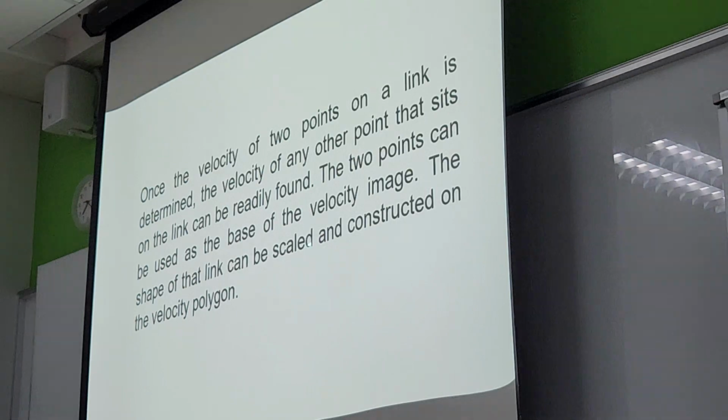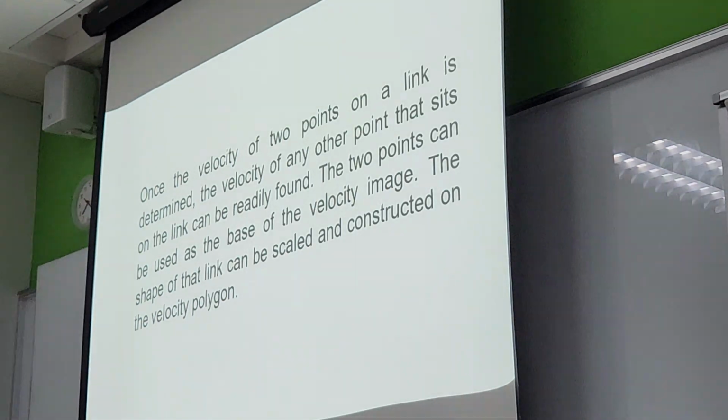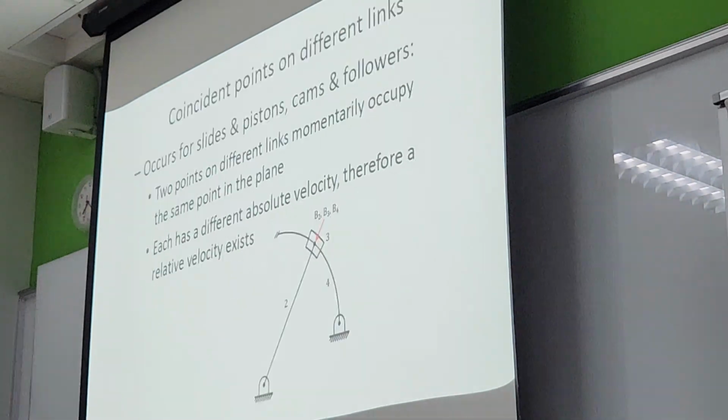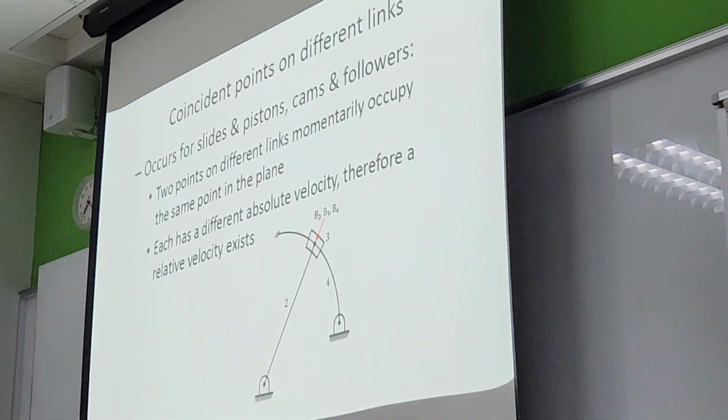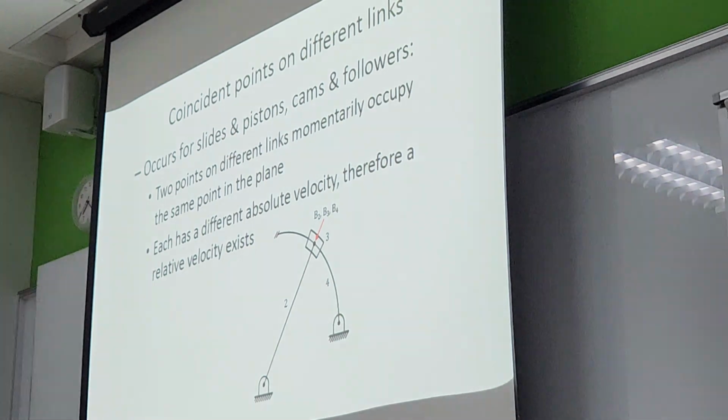So the shape of that link can be scaled and constructed on the velocity polygon. Depending on the lengths of the links, we can use the velocity images and find out velocities of any points on the links. Okay, so is that clear, the concept of velocity image?